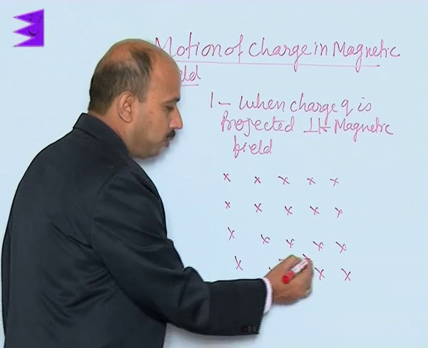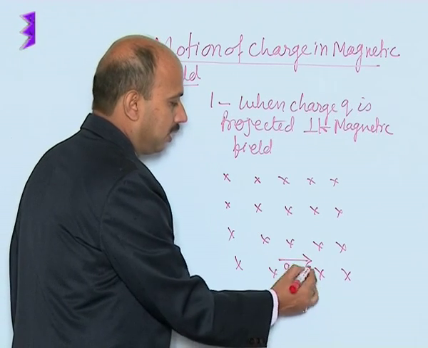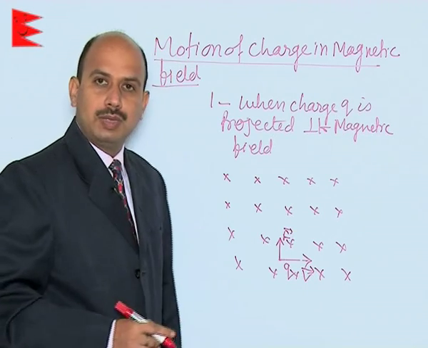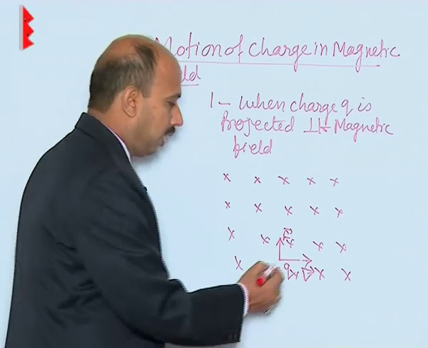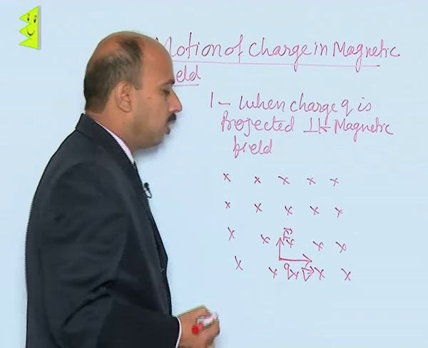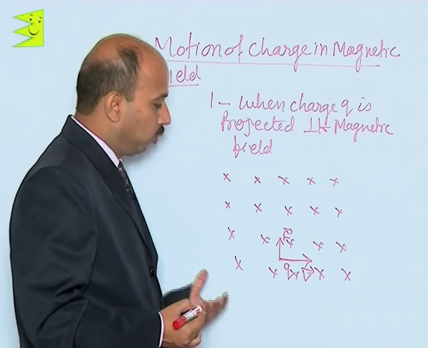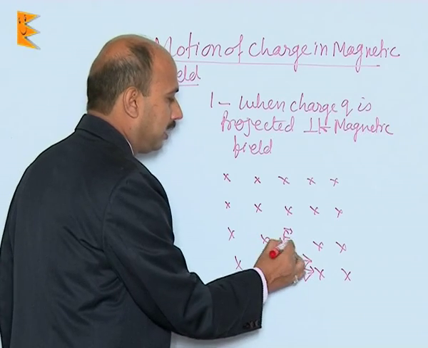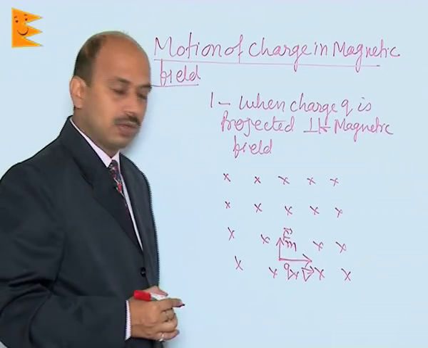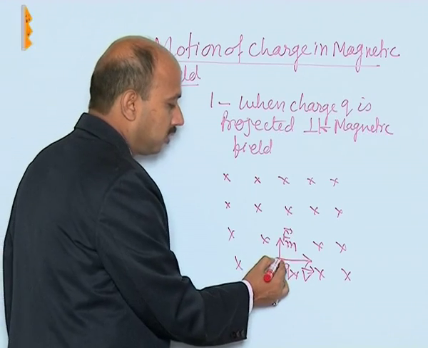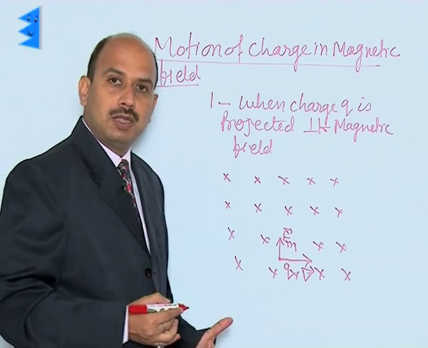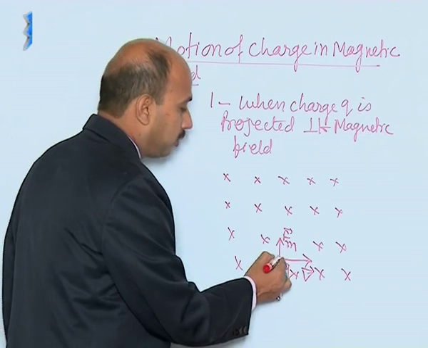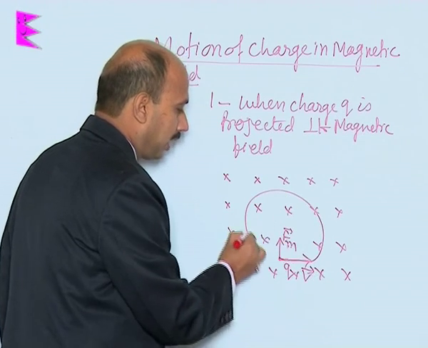So, when the charge moves to this side with velocity v, magnetic force is acting to this side, that is perpendicular. We can calculate it by the right hand thumb rule, and the direction of magnetic force is perpendicular to both magnetic field and velocity. So, the direction of magnetic force is acting to this side. Because this force is always perpendicular to the velocity, the charged particle moves in a circular path like this.